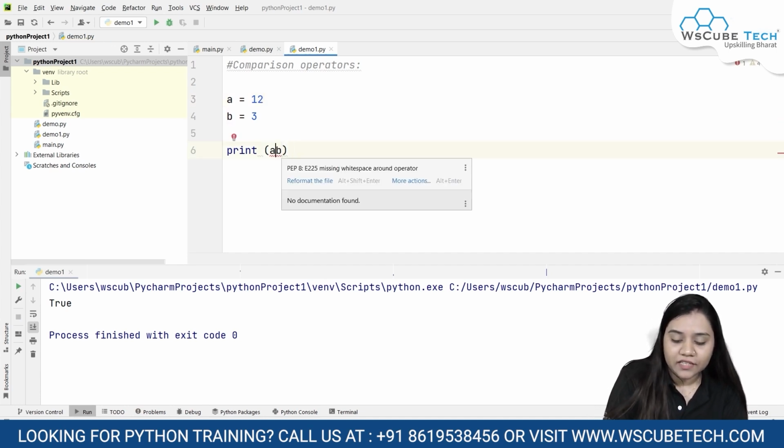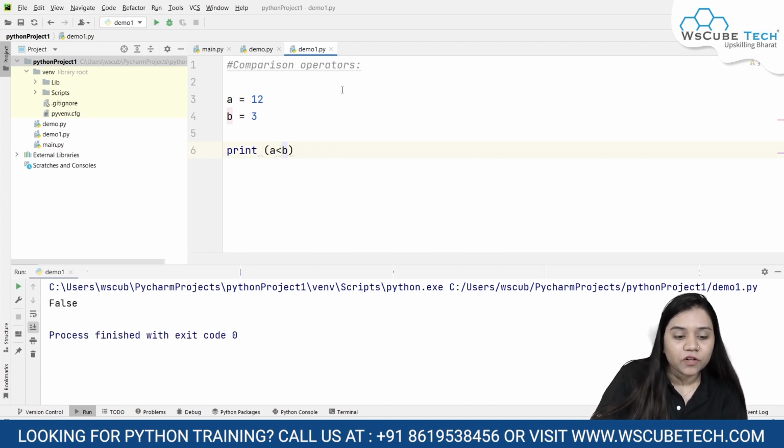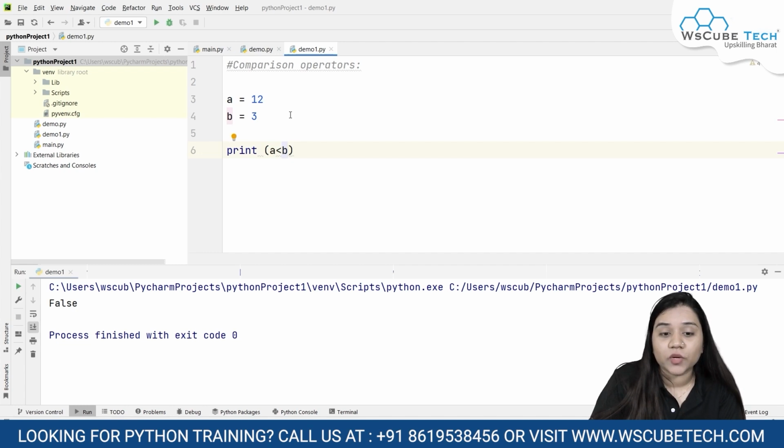Similarly, if we consider the case of smaller than, if I print A is smaller than B, it gives me False, because A is 12 and 12 is not smaller than 3. That's why it gives me False.